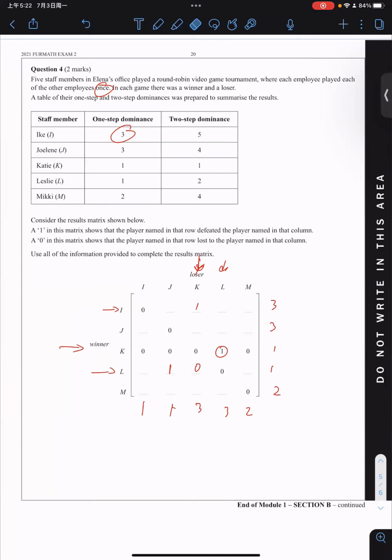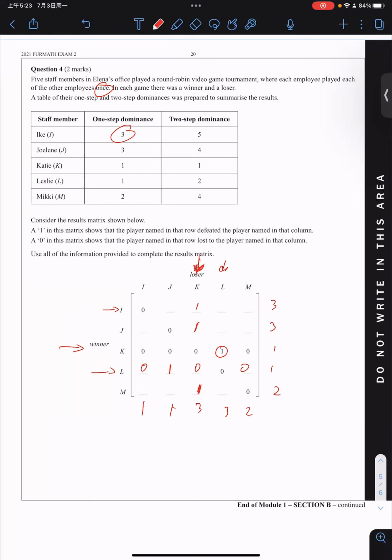And K versus M is the loss. So M versus K is marked with number 1. And then we can see in the K row, this one should be a number 1, because J wins K. Okay, and if you read the L row, it's 0 and 0 because in this row, the total number would be just the 1.